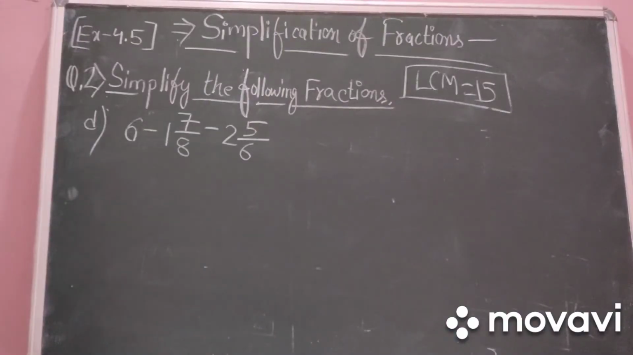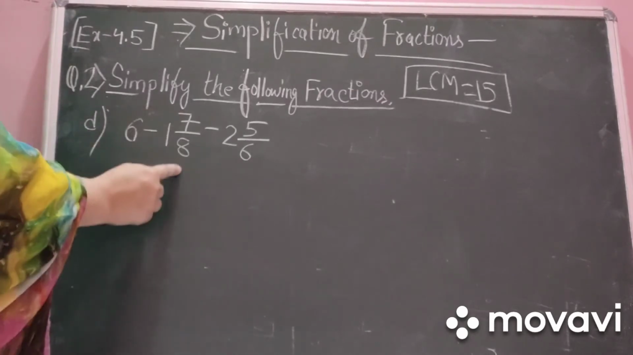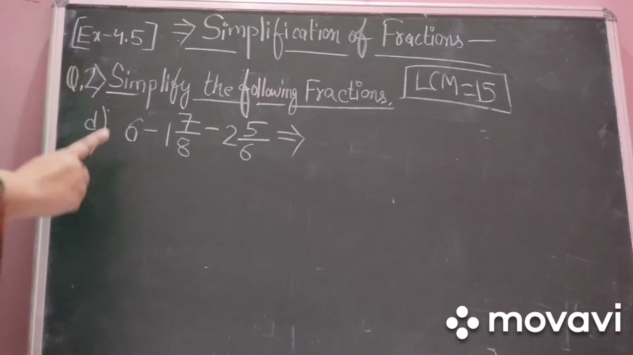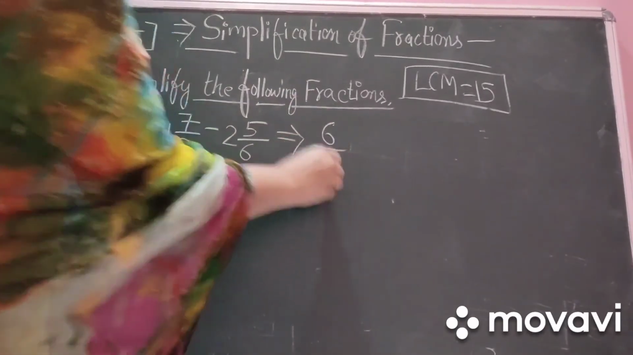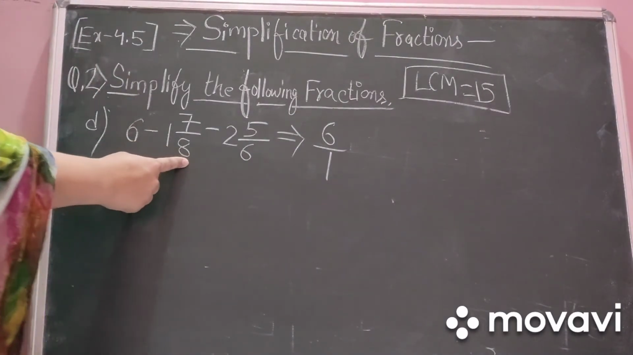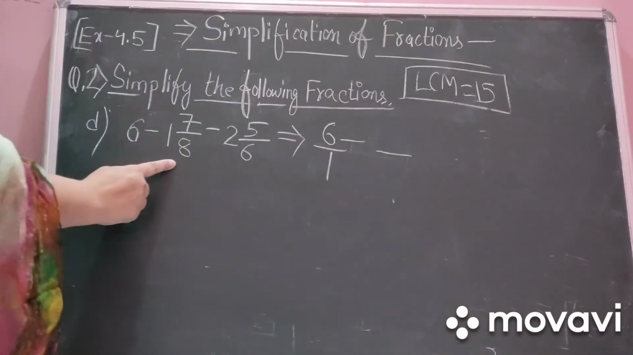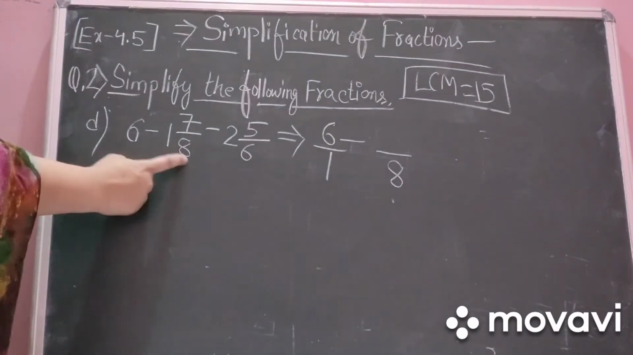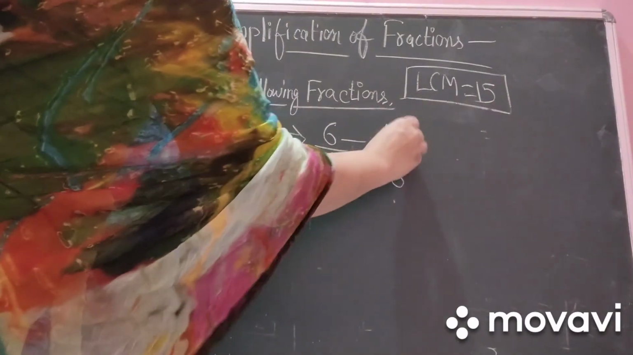Come to D part. Here we have to do 6 minus 1 7 upon 8 minus 2 5 by 6. So our first step is to make this whole number a fraction. So I am writing 6 by 1. Okay. Now you have to change this mixed fraction to an improper fraction. See, the denominator will remain the same, that is 8. And in the numerator, 8 ones are 8. 8 plus 7 is 15. So I am writing 15 here.